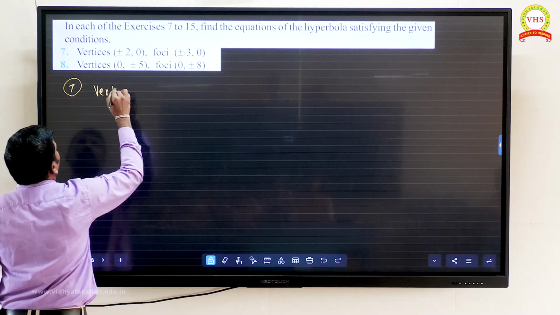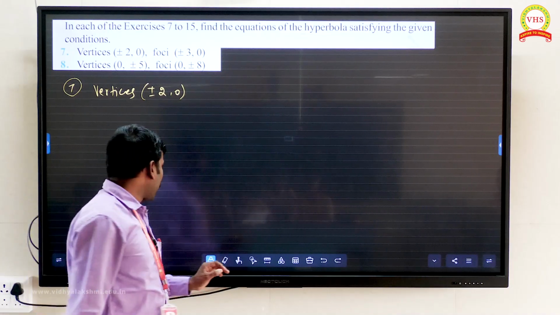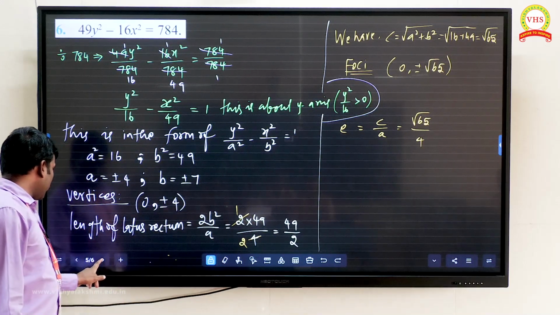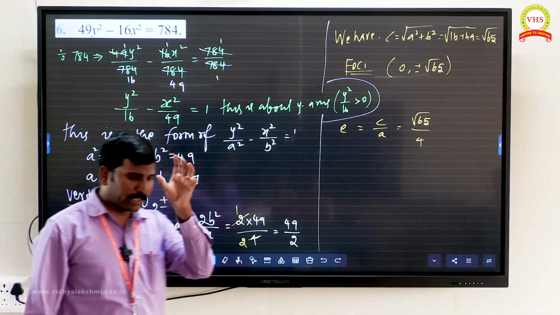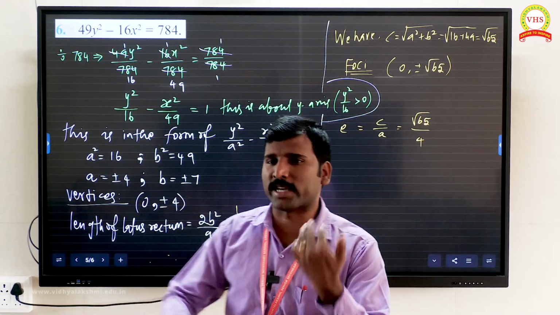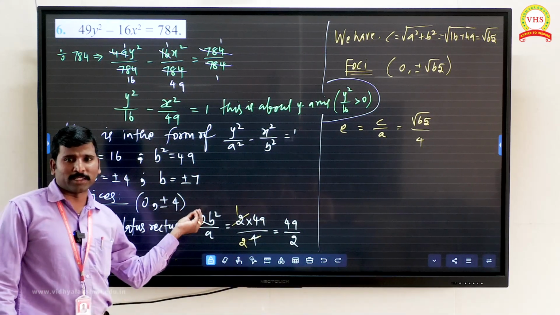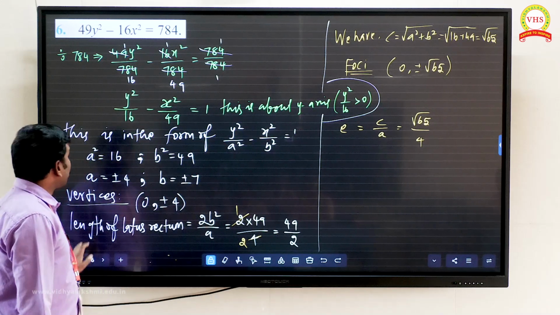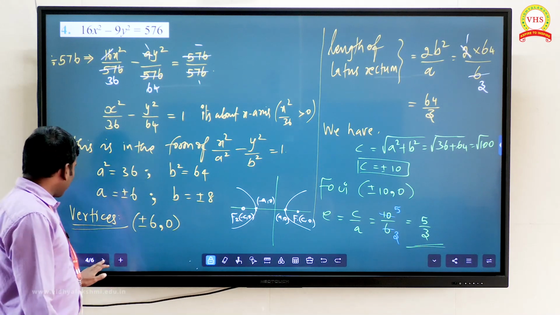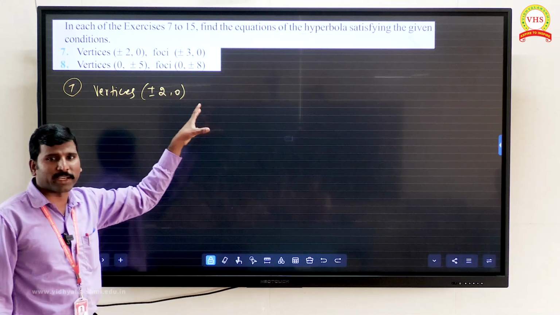In the seventh one, vertices are given. Children, what value do we use in the vertices? Yes, the a value. By using the vertices we can identify whether it lies on the x-axis or y-axis. If the vertices have x coordinate 0 and some value for the y coordinate, it's about the y-axis. Like that, in the previous one you can identify: x coordinate some value, y coordinate 0 means it's about the x-axis. In the given vertices, the y value is 0 and x is some number. Then it's about what actually?